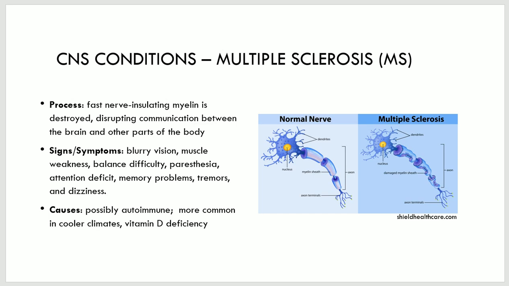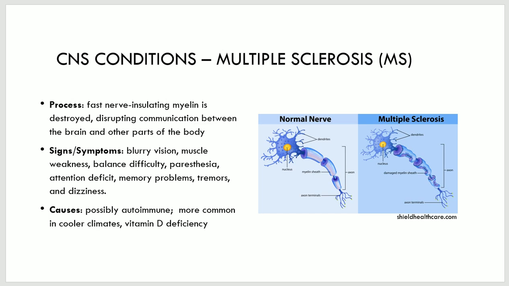Some signs and symptoms include blurry vision, muscle weakness, issues with balance, paresthesia. So paresthesia is numbing, tingling, prickly, or burning sensation when there's nothing there to cause that. And nothing's cutting off blood flow or pinching a nerve to cause that paresthesia, that numbing or tingling. So paresthesia is when there's no external cause of numbing, tingling, prickling, or burning sensation. But you still feel it.